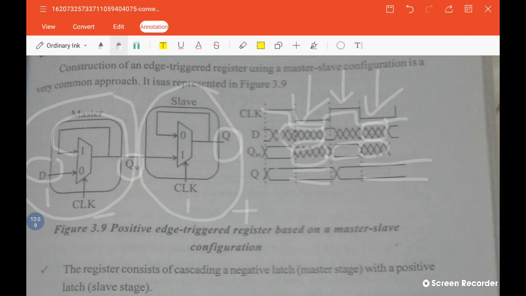And similarly, if we want to create a negative edge triggered register, what shall we do? You just take some time and tell me the answer. If you pause this video for a while and think, you can find out the answer. So, okay, I'll tell the answer. Actually we can form a negative edge triggered register just by changing the order of these latches. Now I used a negative latch as a master and a positive latch as a slave. If I want to make a negative edge triggered register, I have to use a positive latch as a master and a negative latch as a slave.